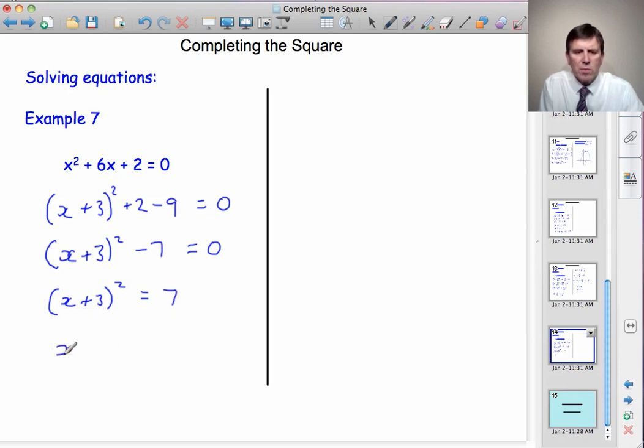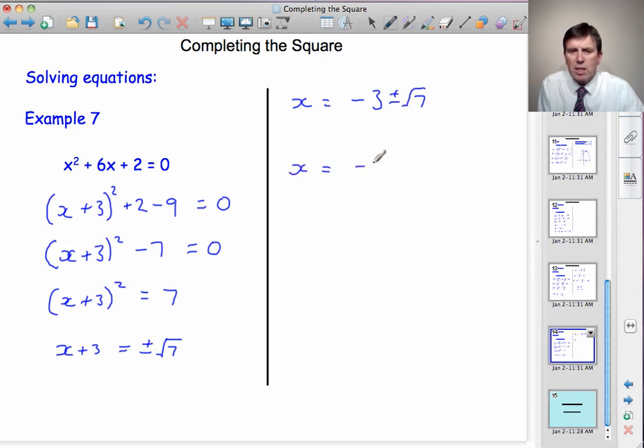And take the square root of both sides, we get x plus 3 is equal to plus or minus the square root of 7. Now it depends whether we're in a calculator exam and want to use a calculator, or whether we're going to give the answer in surd form if it's a non-calculator exam. So from here we can say that x is equal to, taking the 3 to the other side, it becomes negative, minus 3 plus or minus root 7. And it's okay to give the answer like that, or you can split it into 2 by saying that's minus 3 plus root 7, or x equals minus 3 minus root 7.